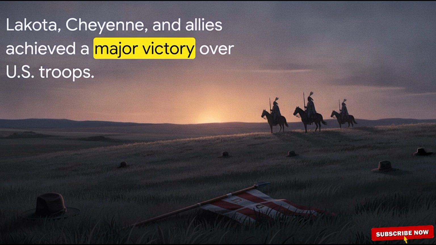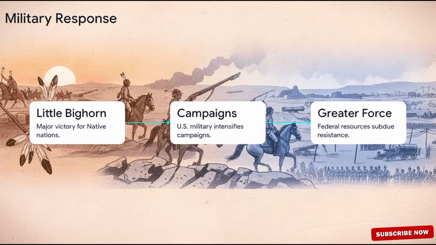It was a massive, unified defensive stand for their sovereignty, their land, and their way of life. But let's look at how this builds into the broader strategy of the U.S. government. That victory at Little Bighorn in Step 1 triggered a massive counter-response. In Step 2, we see the U.S. military heavily intensifying their campaigns in the years immediately following the battle.